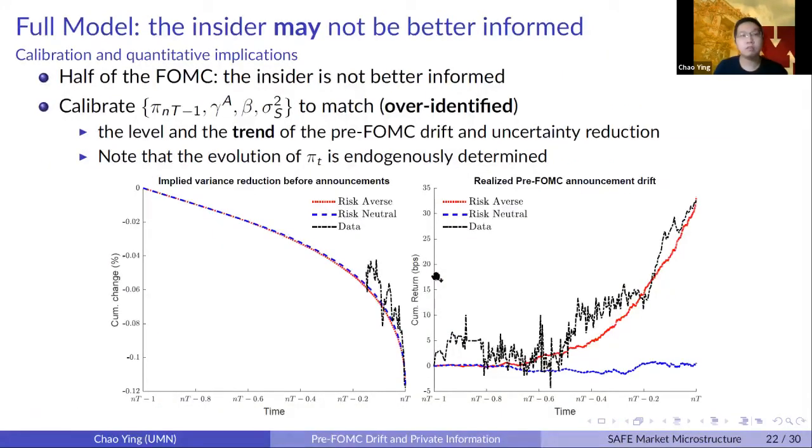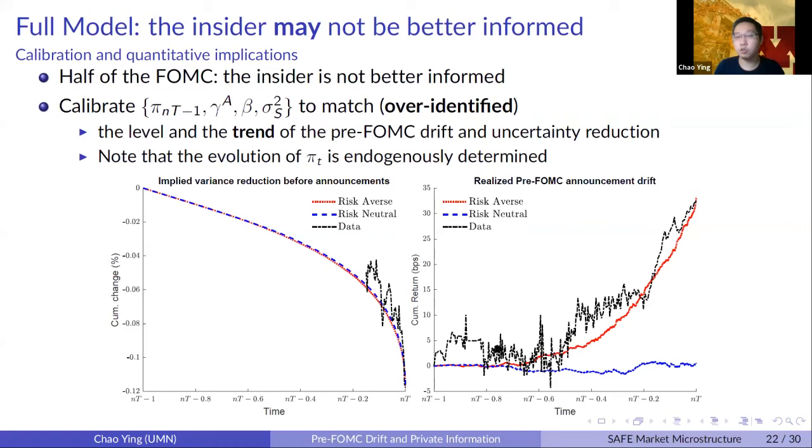Okay, so here is the calibration of the full model. From the empirical evidence, I assume that for half of the announcements, the insider is not better informed. And then I calibrate the initial prior of how likely the insider is informed, and the risk compensation of market makers, the risk exposure of the asset, as well as the transparency of the announcement to match the time series of the pre-announcement drift and uncertainty reduction.